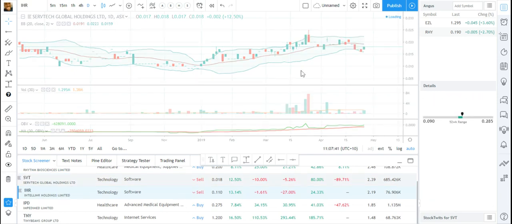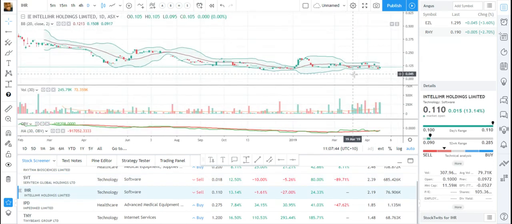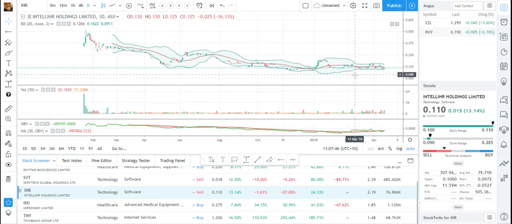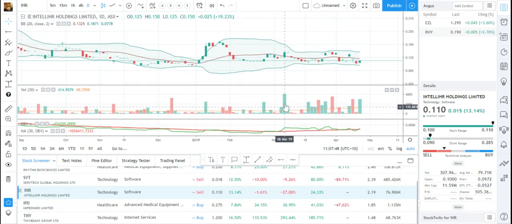IHR, again, sort of lumpy volume. You can see that there's been significant volume spikes in the past, and it hasn't really done anything with them. It's trading below the upper Bollinger Band, trading below the middle Bollinger Band, so it might go up a little bit, but not one that I'm excited about.